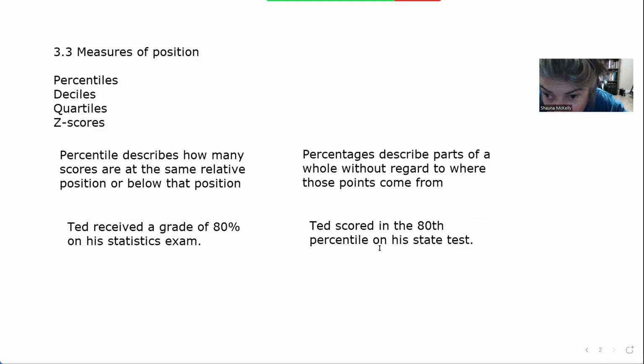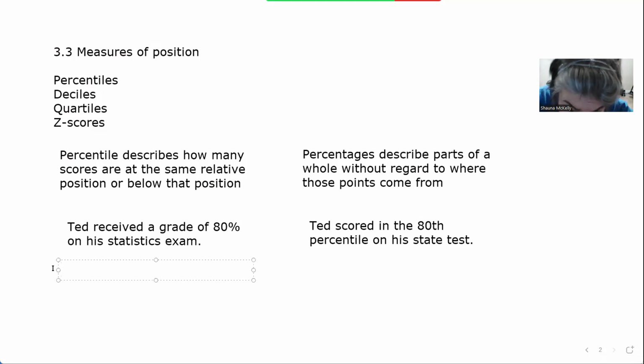So what that means is 80% of the people who took that test scored at his level or below him. Okay, so I don't know maybe how many people took it, but 80% of the people who did it scored where he was or below. And only 20% of people scored above where he was. So this gives me an indication of where he ranks in relation to other people who did the same thing. Here, I just know that he got 80% of the points available.